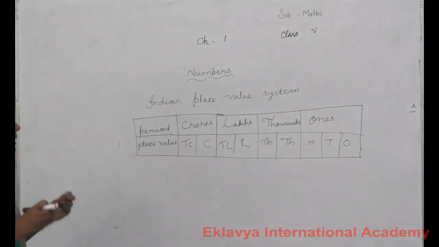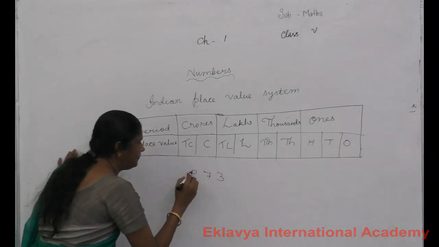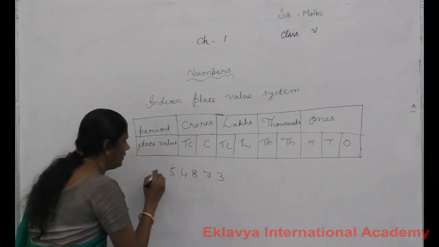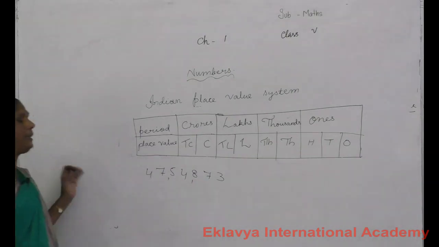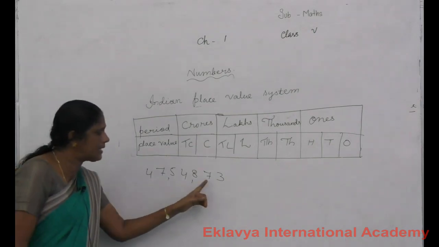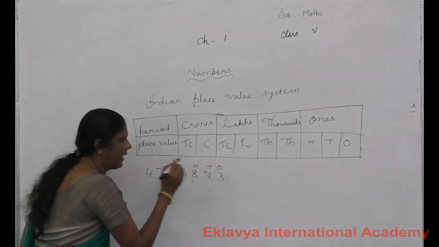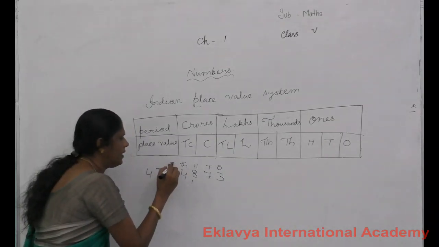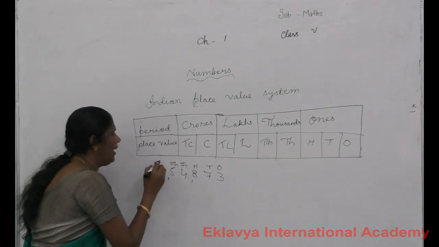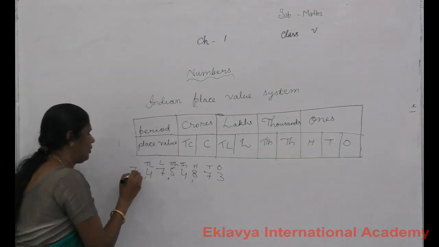Then next, how to read and write the number. First you put a comma, ones, tens, 100, ones, tens, 100, then we put a comma, 1000, 10,000, then comma, lakh, 10 lakh, then comma, crore.